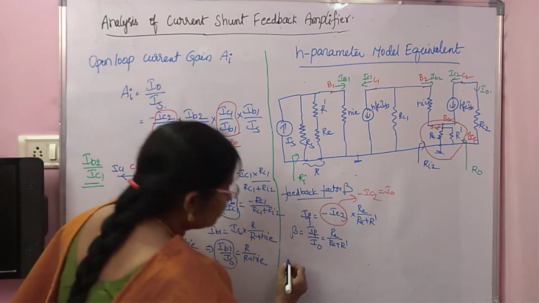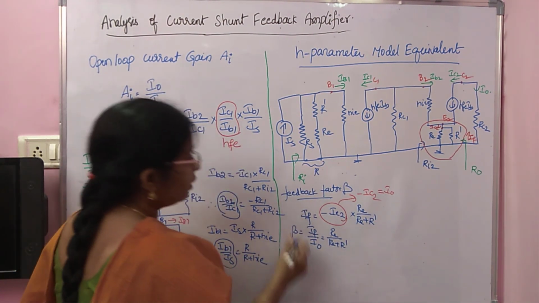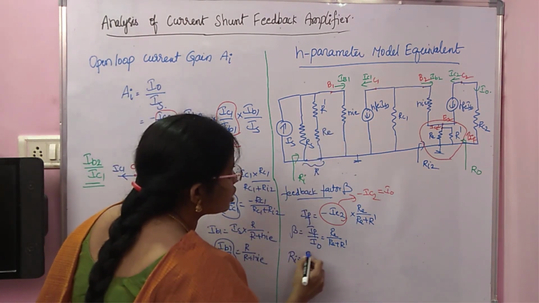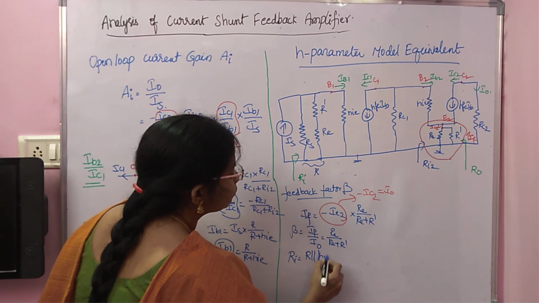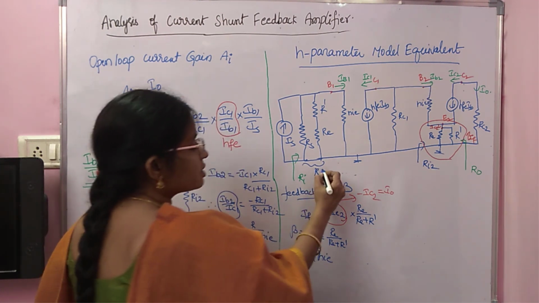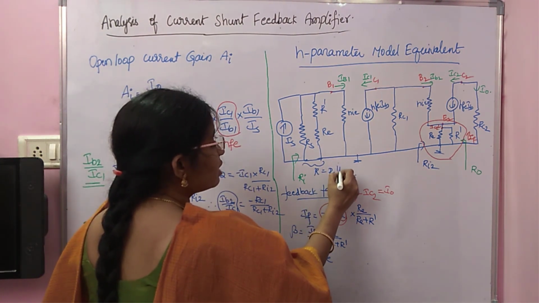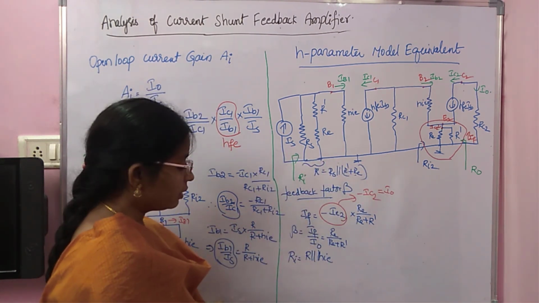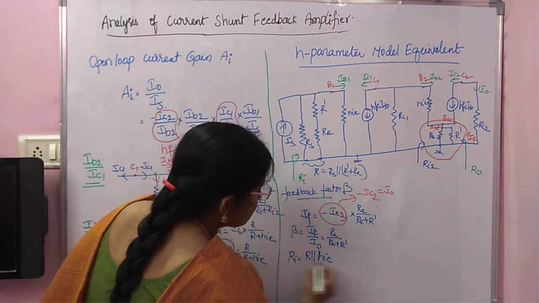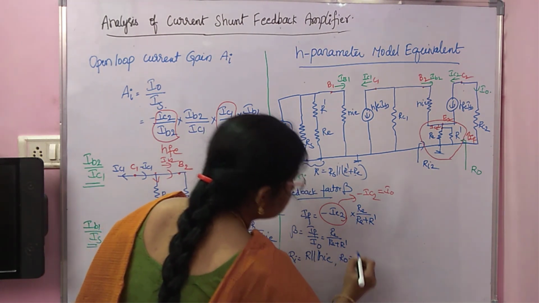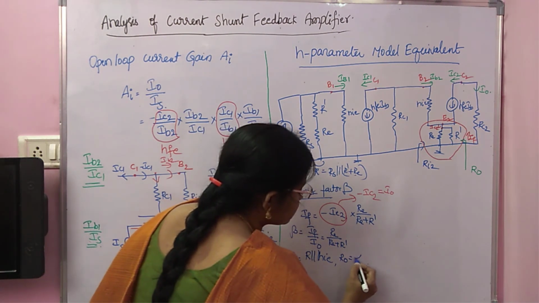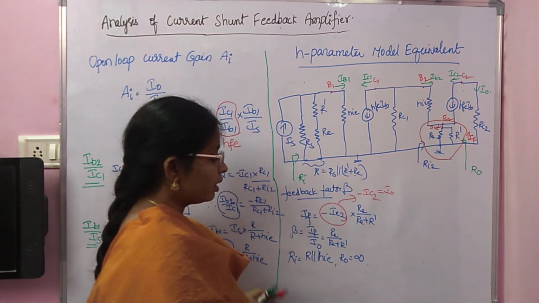Now what is Ri? See Ri? Ri is this R in parallel with HRE. What is this R? R is in parallel with R dash plus RE. Then what is R naught? If you see R naught, here there is no resistance, so R naught is infinite.